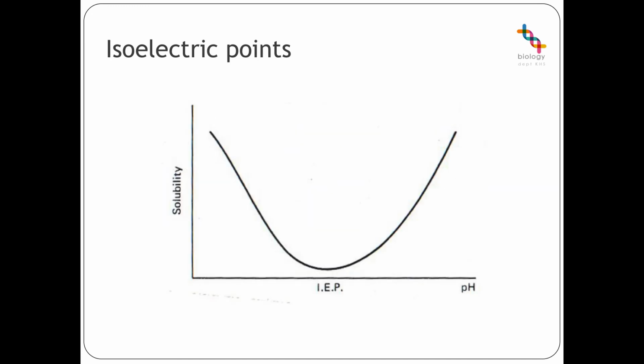At the IEP of our protein, there is an overall neutral charge, and that allows the protein to form a solid and precipitate out of solution. So the solubility drops when the protein reaches the pH at which it's got its IEP. That technique can be used to separate proteins from one another. For example, if you have a solution buffered to a specific pH, that will allow only proteins with an IEP of that pH to precipitate, to solidify and come out of the solution.